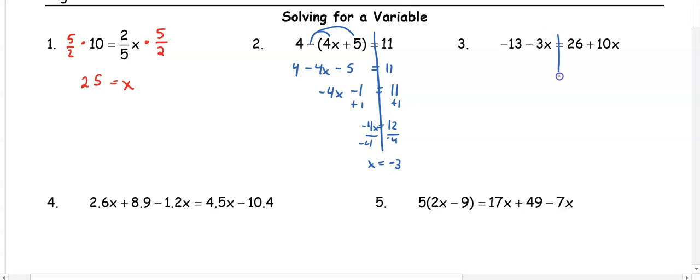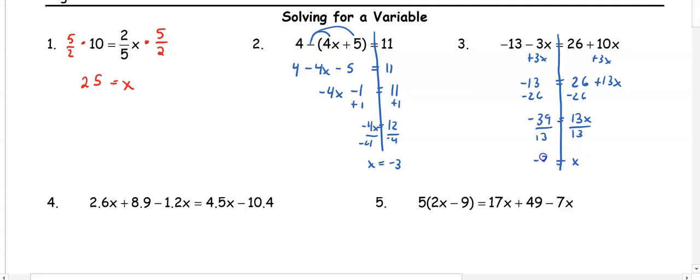In number 3, there are variables on both sides of our equation, so we want to move the smaller variable first. So we are going to move the negative 3x by adding it to both sides. So we have negative 13 equals 26 plus 13x. We can subtract 26 from both sides. Negative 39 is equal to 13x. When we divide by 13, x equals negative 3.